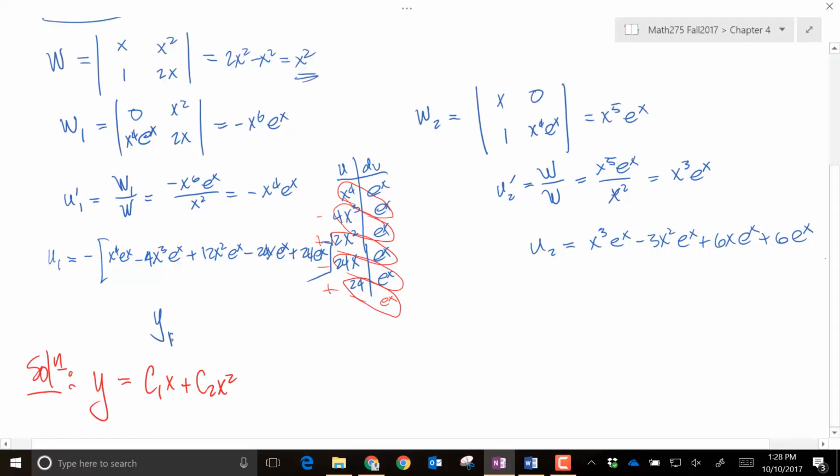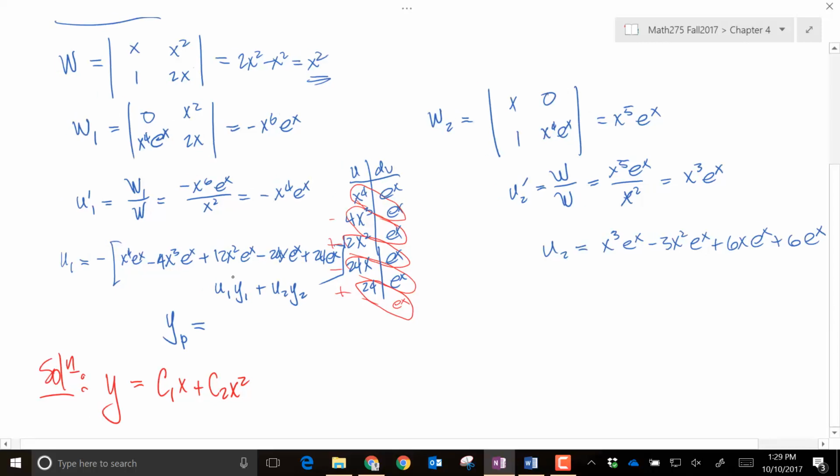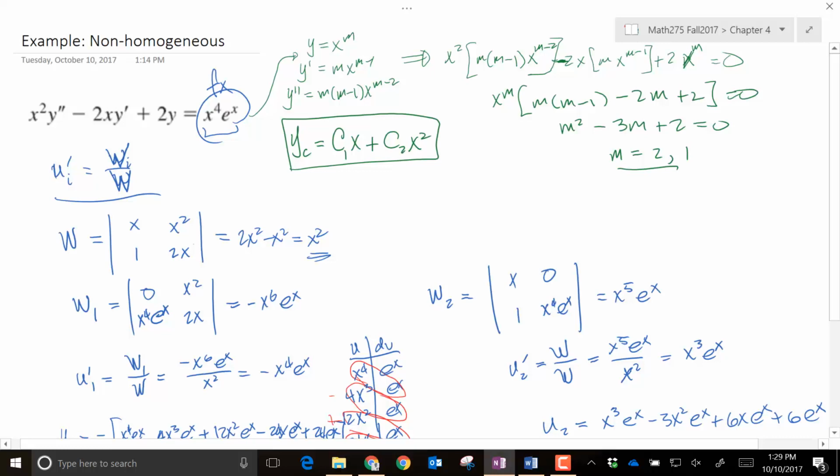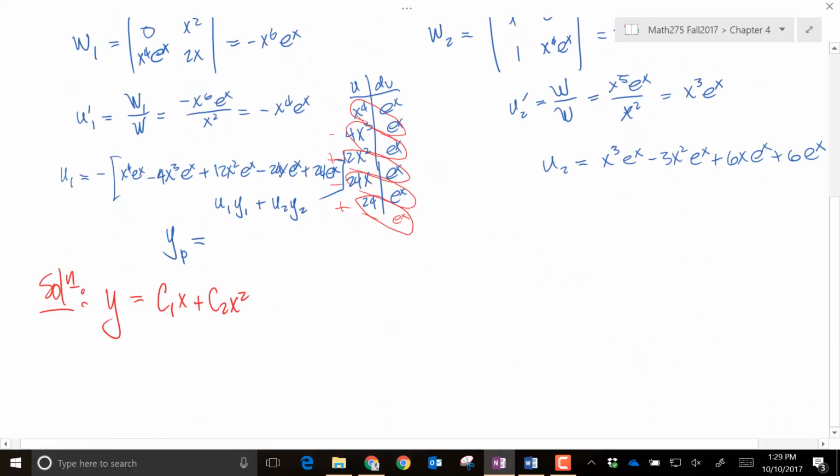So I'm going to step back and find y sub p first. And remember that y sub p is u sub 1 times y sub 1 plus u sub 2 times y sub 2. So you have to incorporate the y's that we found. So y sub 1, according to what we have here, is x. And y sub 2 is x squared. So u sub 1 is this big whole thing times x.